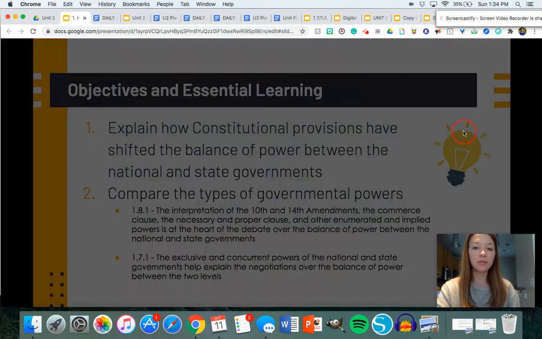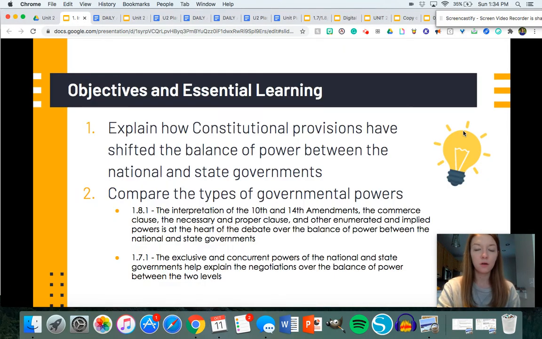So just to give you guys an idea, here are our objectives that you will answer at the end of the video. The first one is to explain how constitutional provisions have shifted the balance of power between the national and state governments, and compare the types of governmental power. So those are our two big focal points for today.